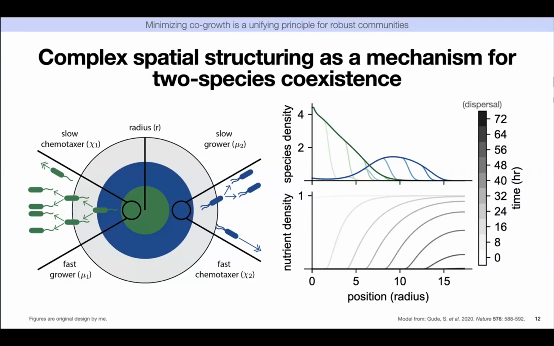So we have this green species, which is going to grow in the center. It's a very good grower, but not as good of a chemotaxer. It's going to deplete your nutrients, creating this gradient that both of the species in theory can swim along. However, the blue will grow out to the exterior and establish its own spatial niche. Growth in the end, however, is not only separated in space, but it's also separated in time.